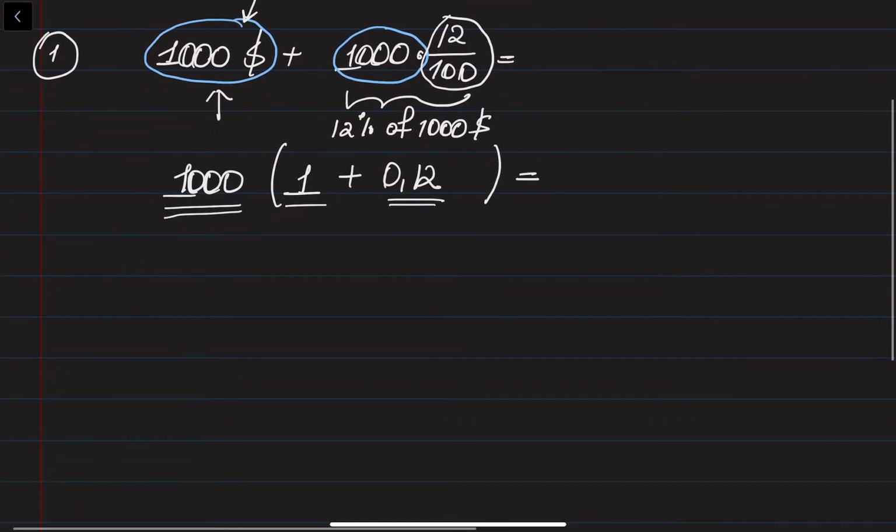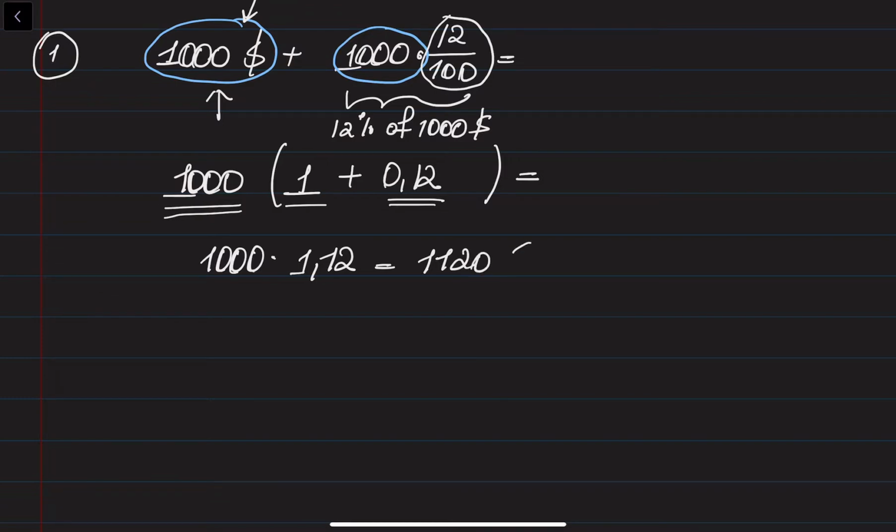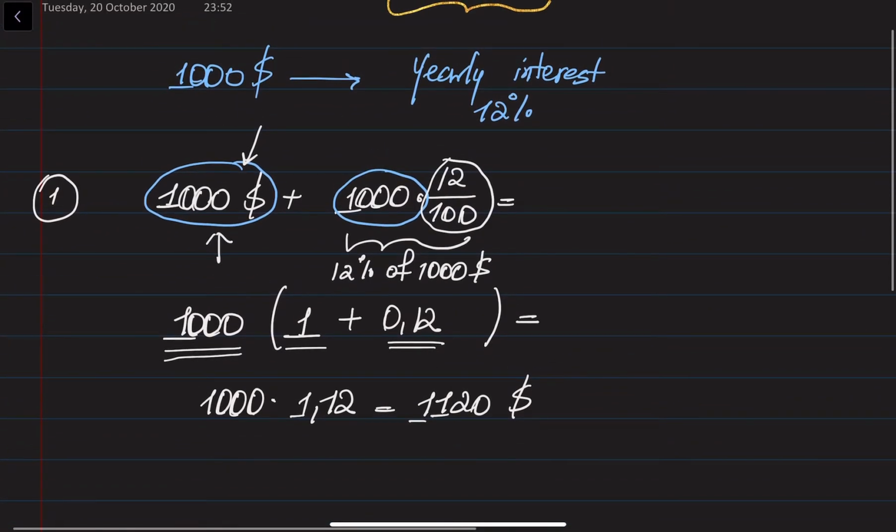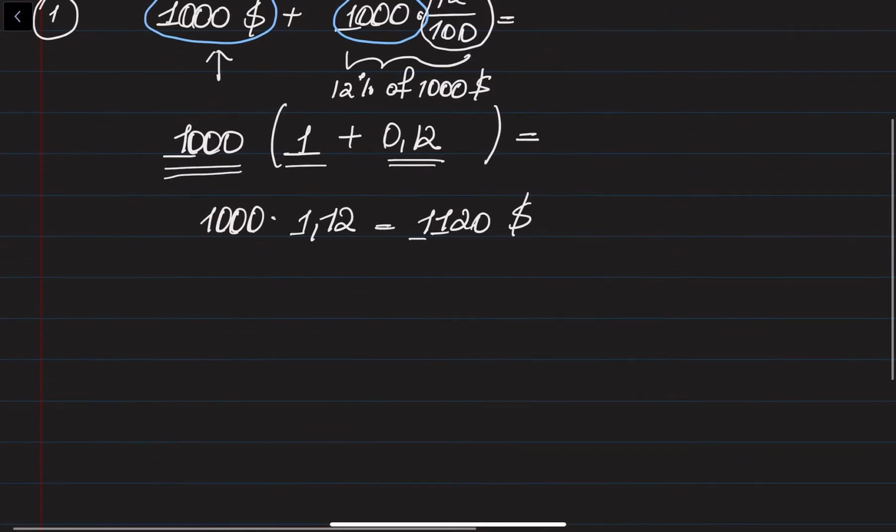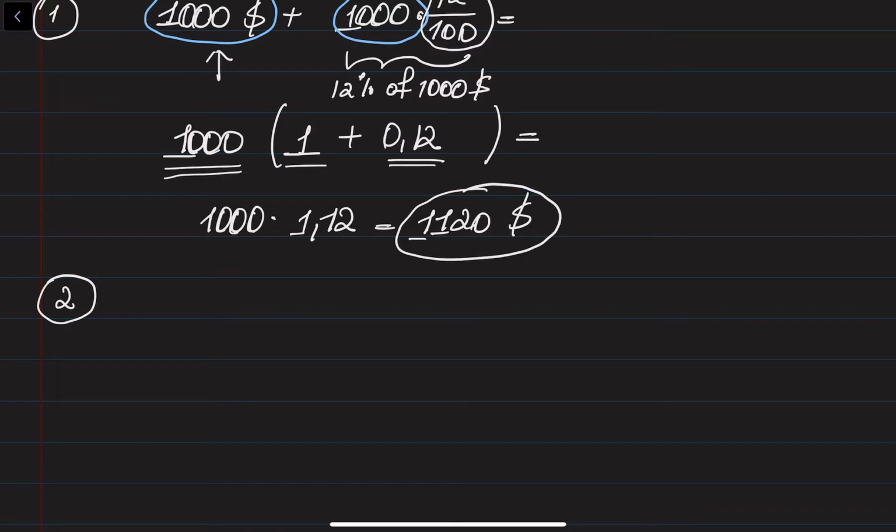If you add the terms inside the brackets, what you're going to get is 1,000 times 1.12, and this is going to be equal to $1,120. So this is what you're going to get back from the bank after 1 year if the yearly interest is 12%, which can be calculated using a calculator as well. But what is important for us is how we can calculate the amount of money if we would just deposit this amount now.